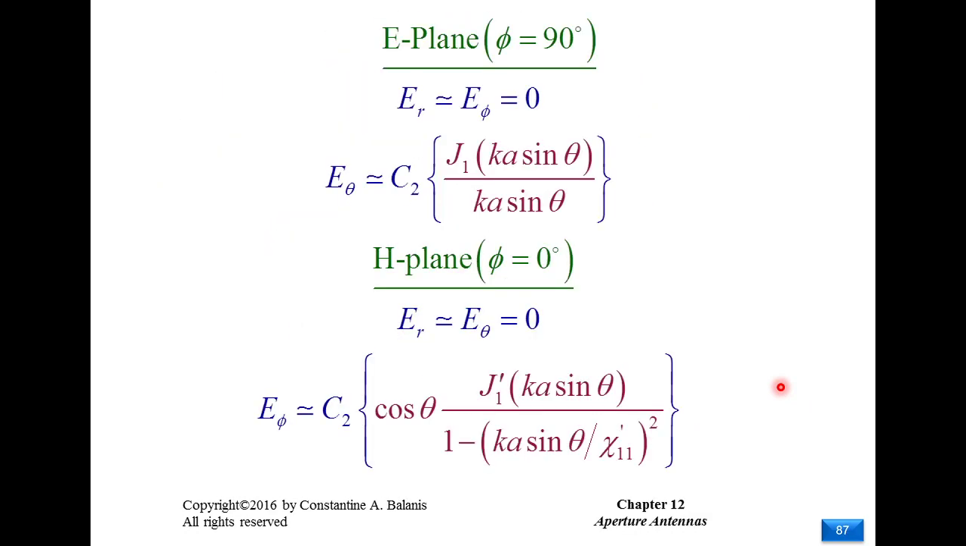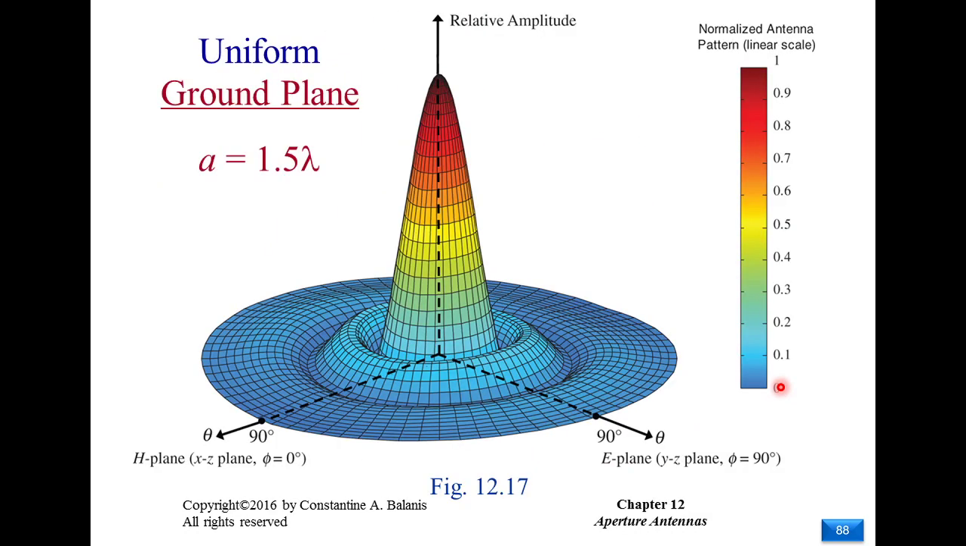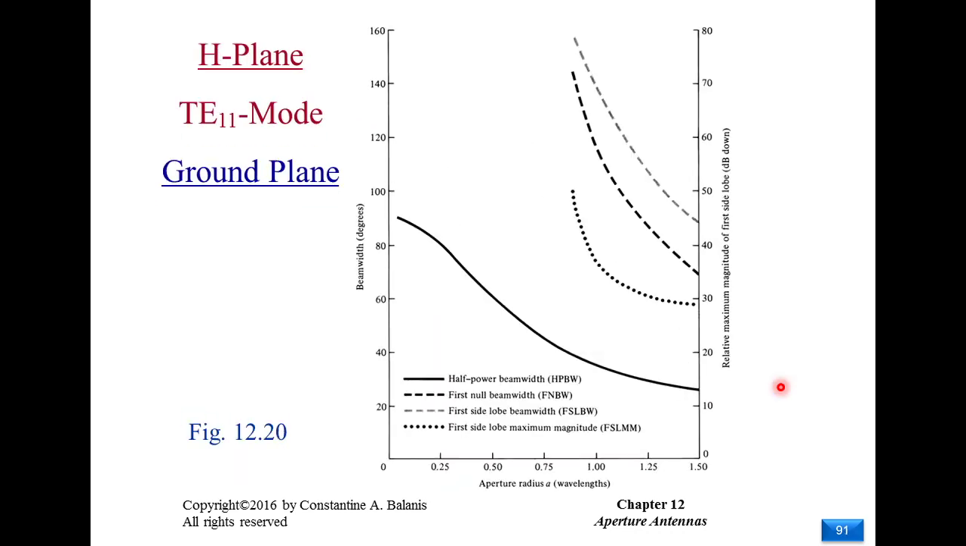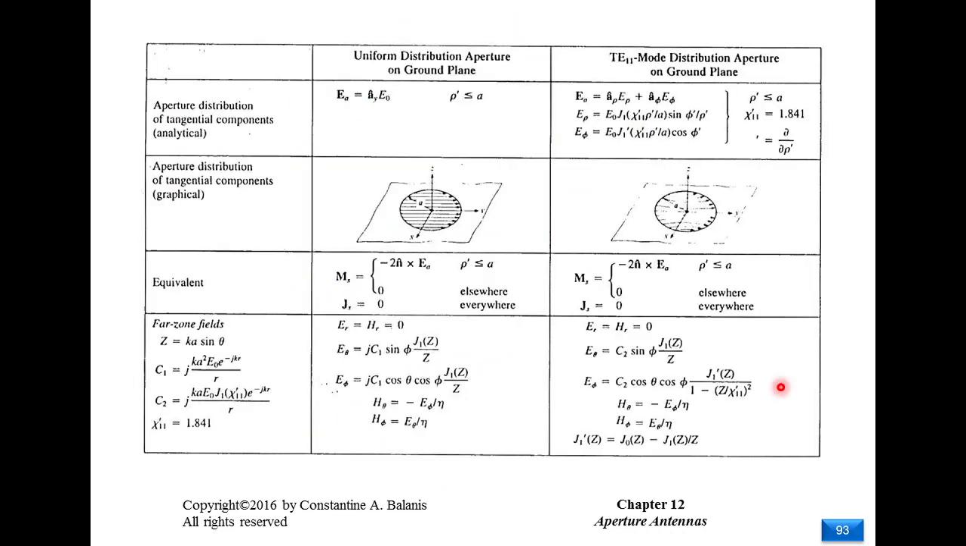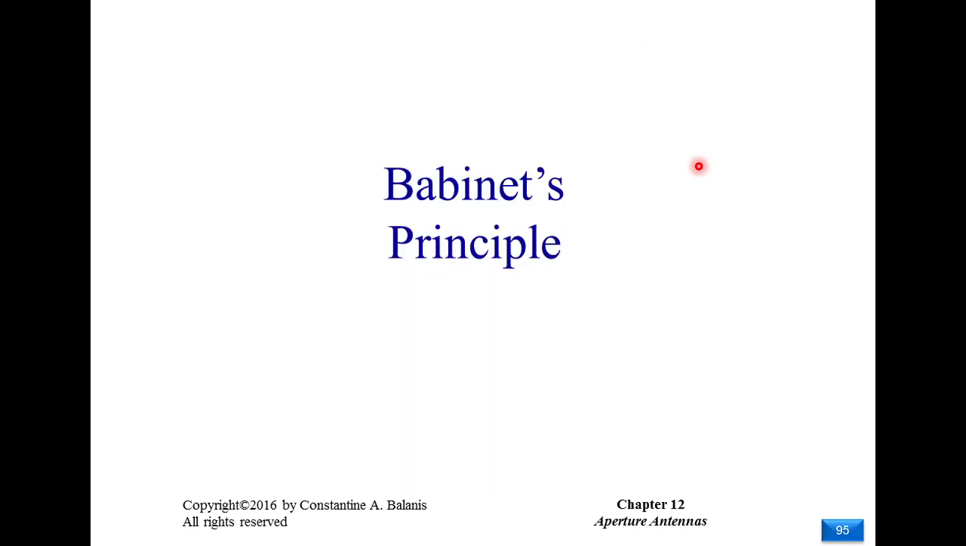Then later on we'll have an approximation, and then a comparison between uniform distribution with ground plane and TE11 mode on ground plane, and at this point we'll stop. The remaining part is sort of reading material, and I wish you all the good luck with this lecture.